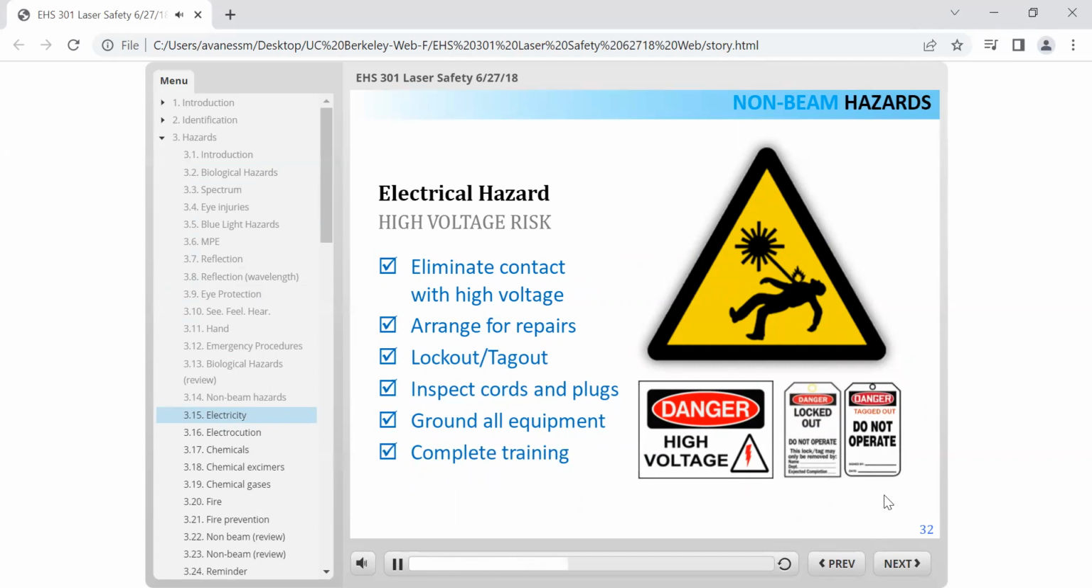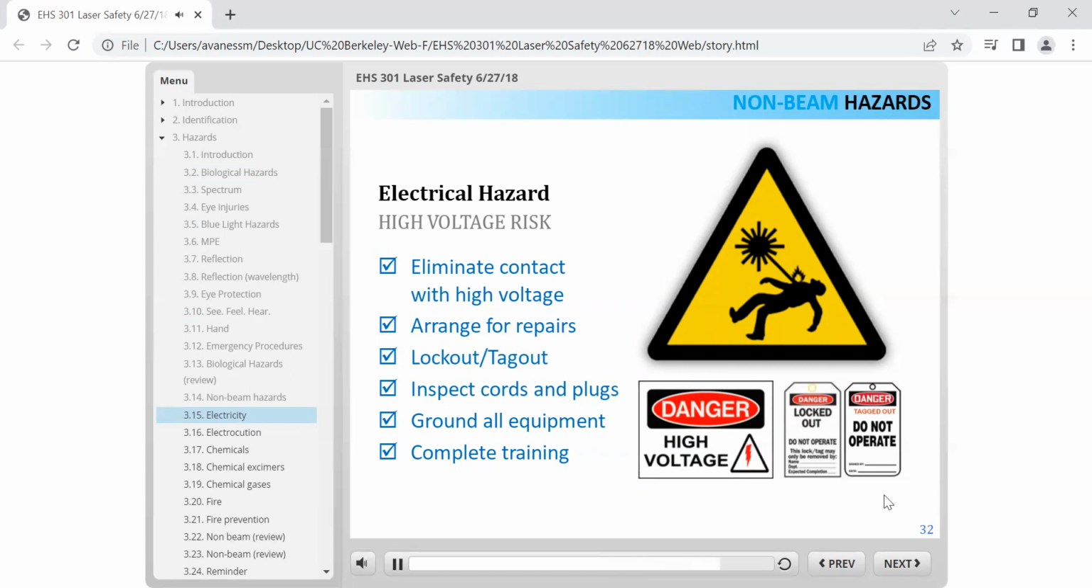When there are known issues with equipment, lock out or tag out the equipment until it is safe to use. Make sure that you inspect cords, plugs, and accessories for missing or damaged wiring. Look for shorts and overheated components. Do not overload circuits or outlets, place near water, or wear metal objects around electrical equipment. Ground all equipment and complete training in basic electrical safety.